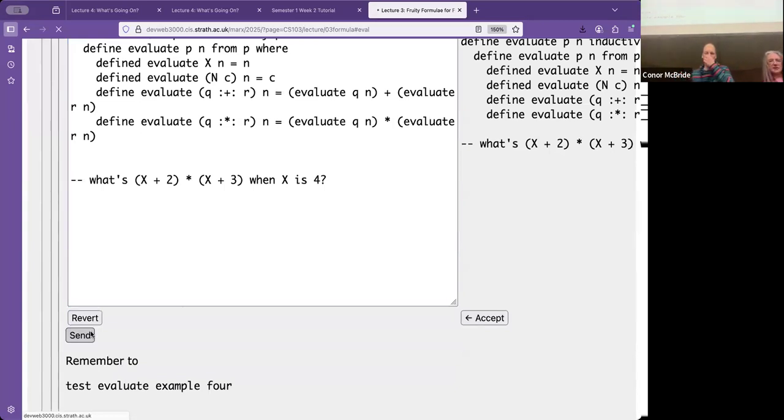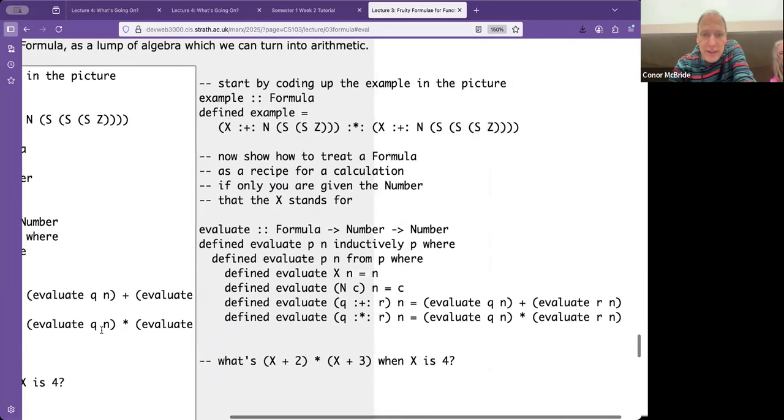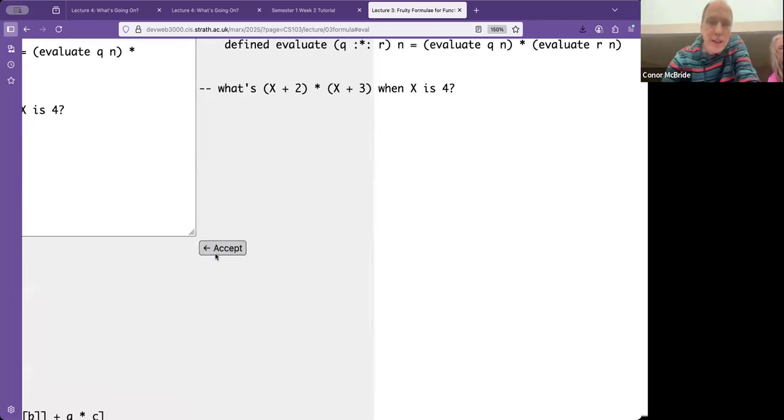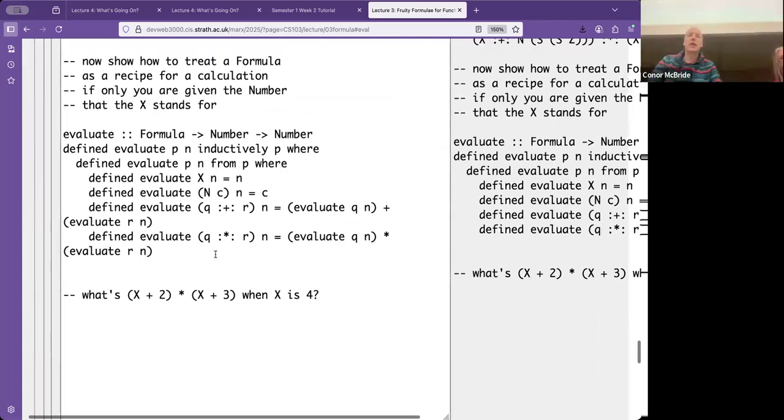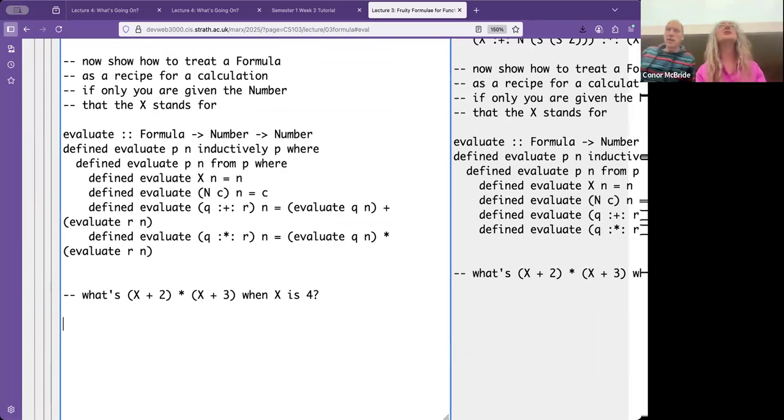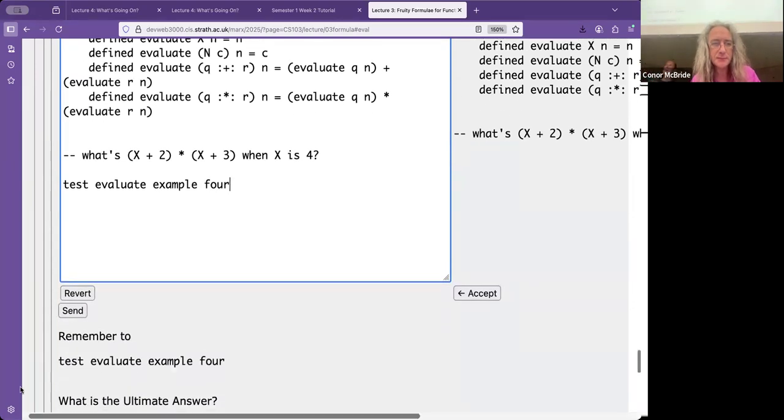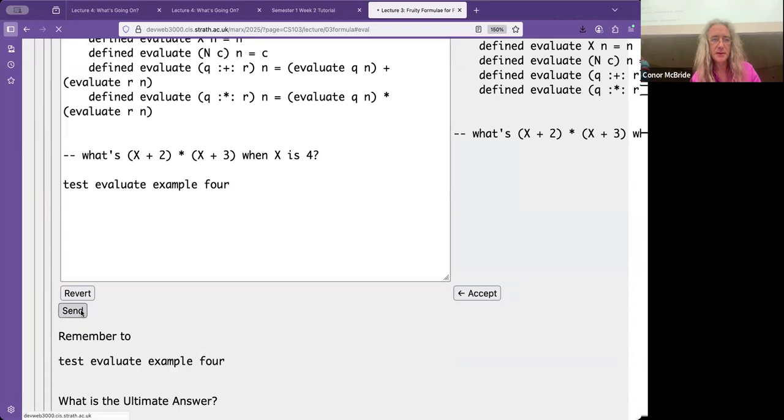Send. Right. It's defined. Okay, and now let's see if we are lucky. We still have our definition of 4 from before. So now we should be able to say test, evaluate, example 4. And then we wait with bated breath.